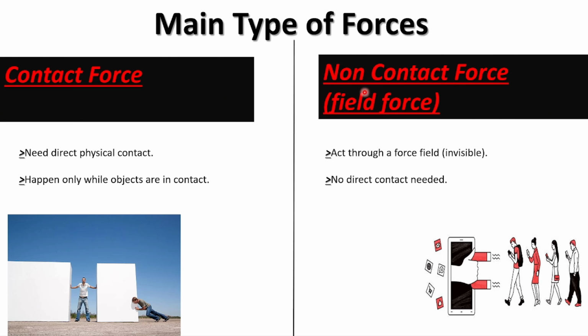And non-contact force doesn't need direct physical contact and acts through a force field. For example, a magnet. A magnet does not need to be in direct physical contact with metals or magnetic objects to be able to pull them. It can pull magnetic objects or magnetic coins with a magnetic force field, which is invisible. So this one applies forces without touching, without direct physical contact.